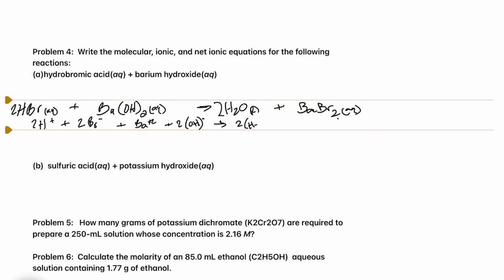They're going to form 2 H2Os, which don't need to be in parentheses here, but we're going to denote that they are a liquid. They are not individual ions in this particular equation. Plus our barium and our bromine, which we have 2 of.